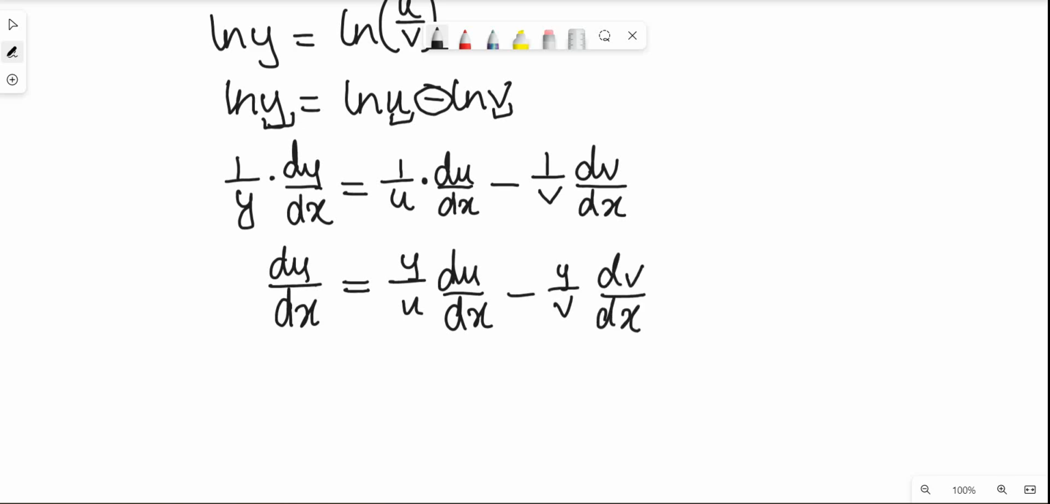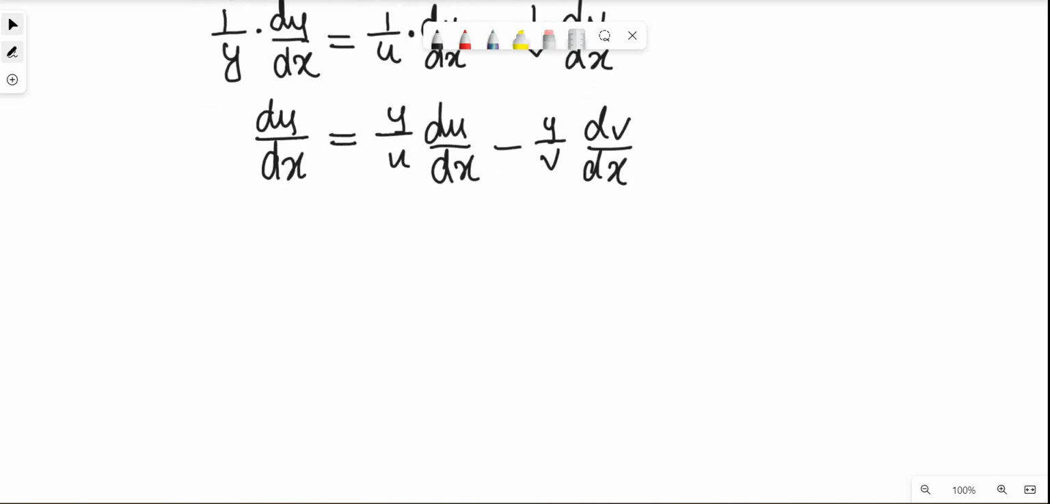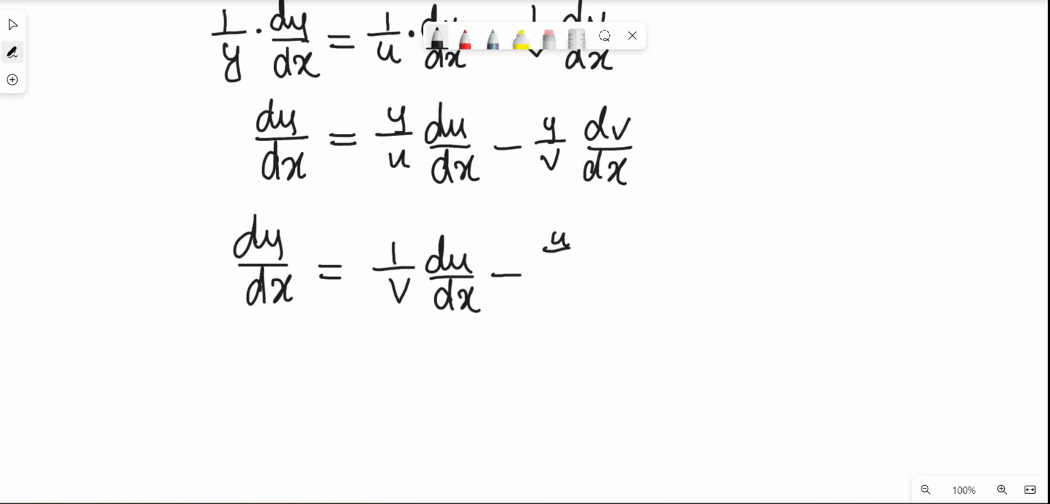And this simplifies when we substitute u over v for y here and here. We get dy by dx equals u over v all over u, and this cancels out like that, and what you get is then 1 over v du by dx minus y is u over v all over v, which is u over v squared dv by dx.